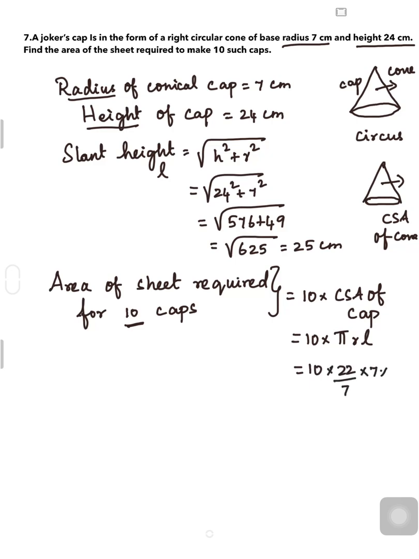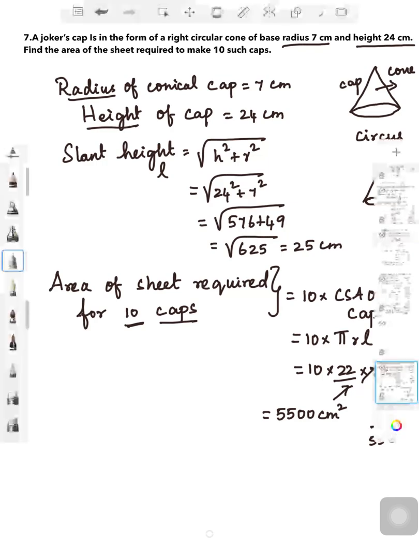And what is the radius? 7 into slant height is 25. 7 gets cancelled. 25 into 22 is 550. 550 into 10 is nothing but 5500 centimeter square. So what is the area of sheet required for making 10 caps? 5500 centimeter square. Hope it's clear, children.